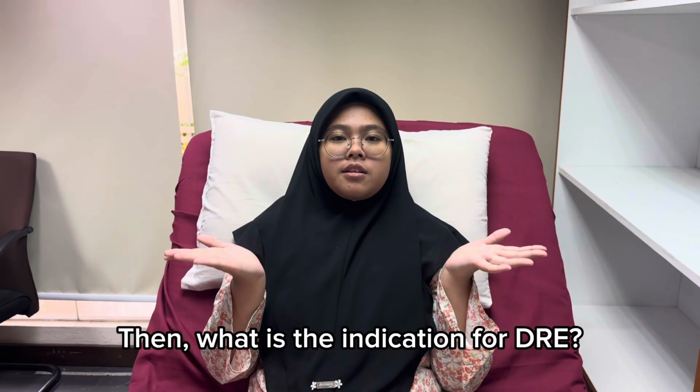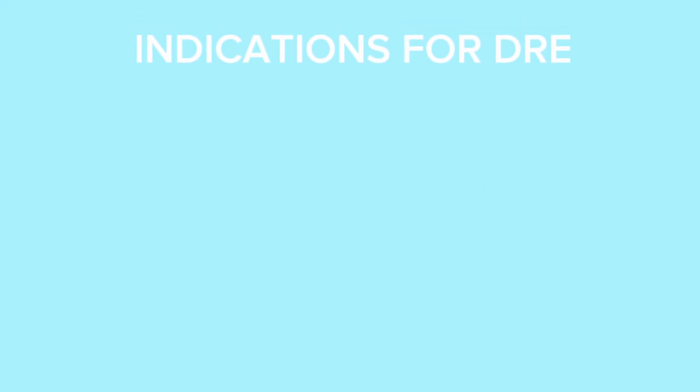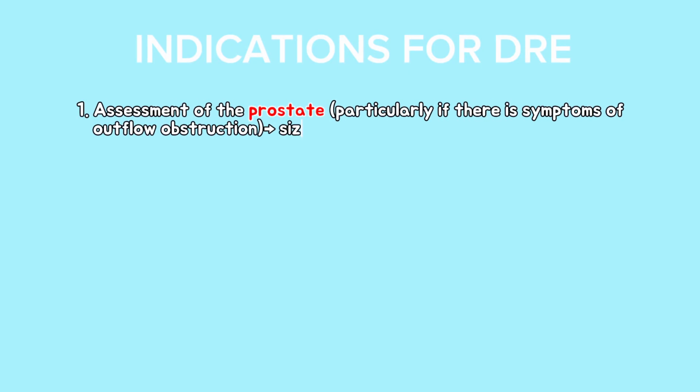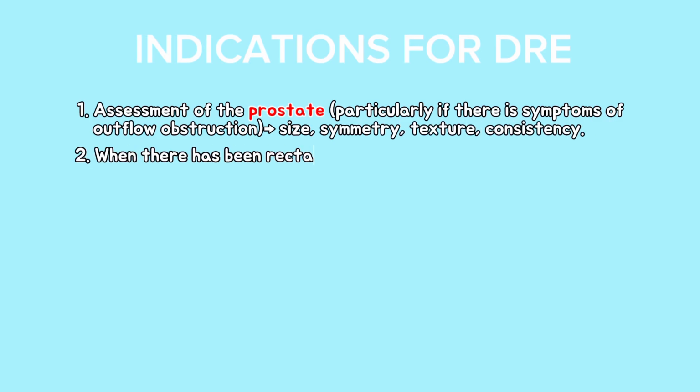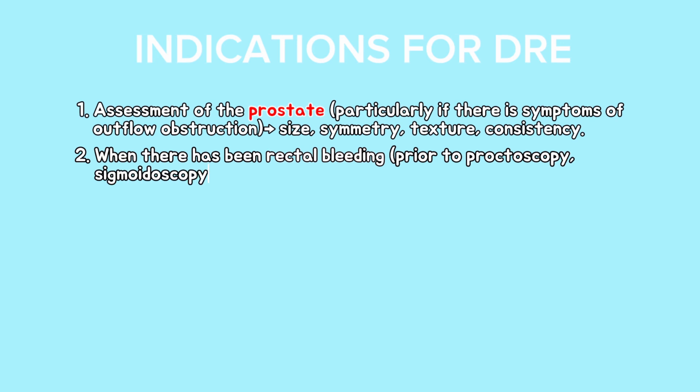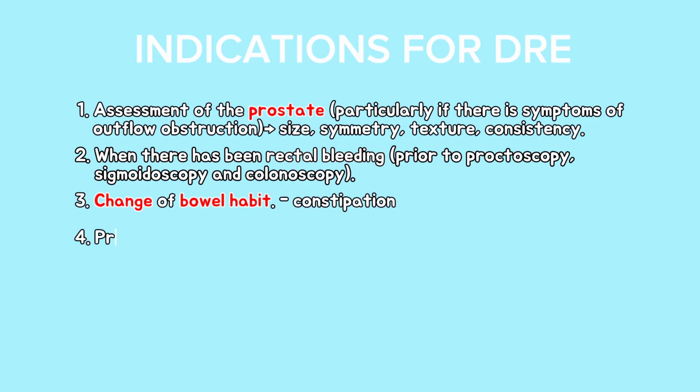Then what is the indication for DRE? The indication for DRE is, first, assessment of the prostate, particularly if there is symptoms of outflow obstruction. Second, when there has been rectal bleeding prior to proctoscopy, sigmoidoscopy and colonoscopy. Third, change of bowel habit such as constipation. Fourth, problem with urinary or fecal continence.